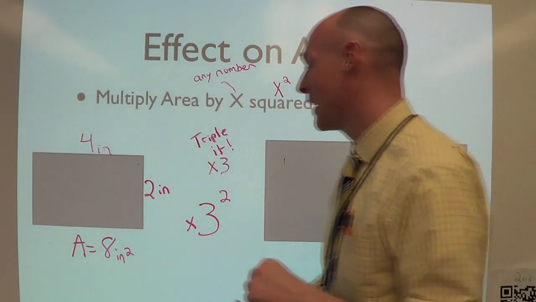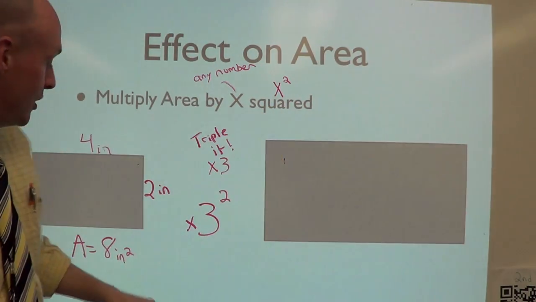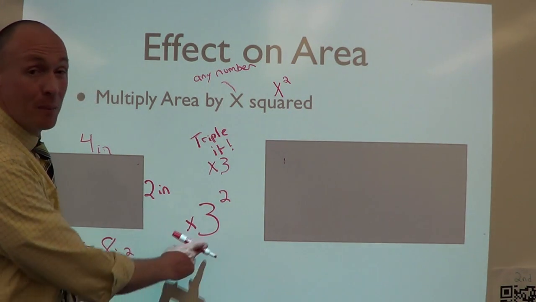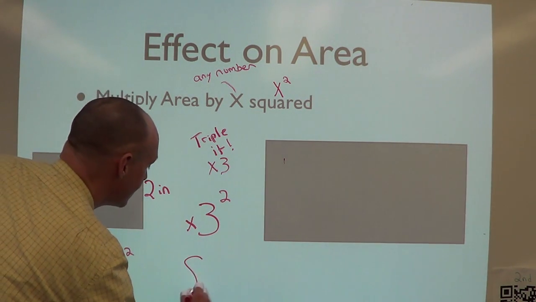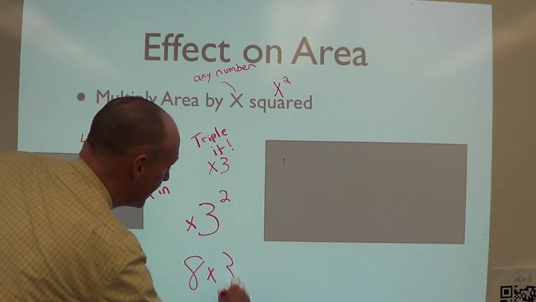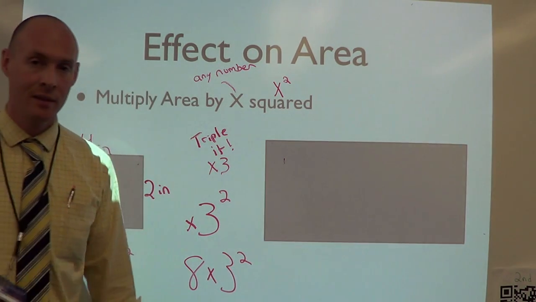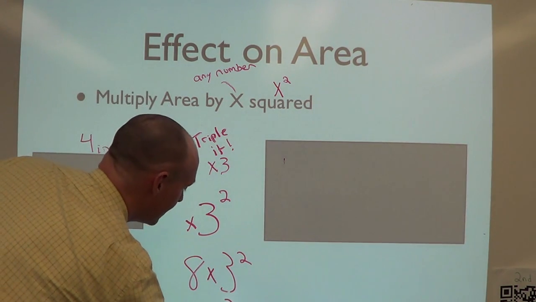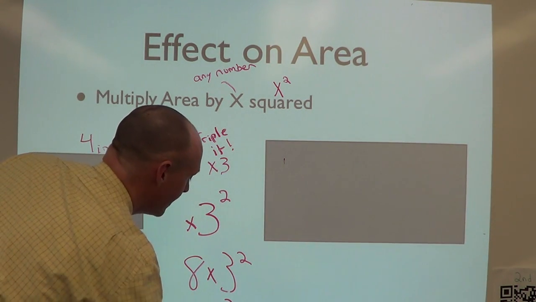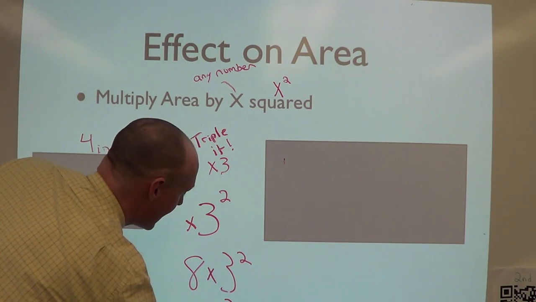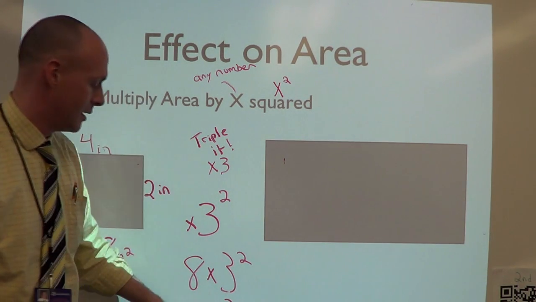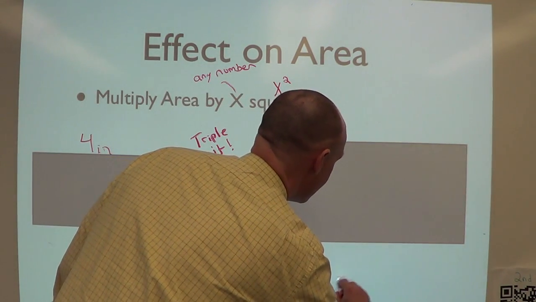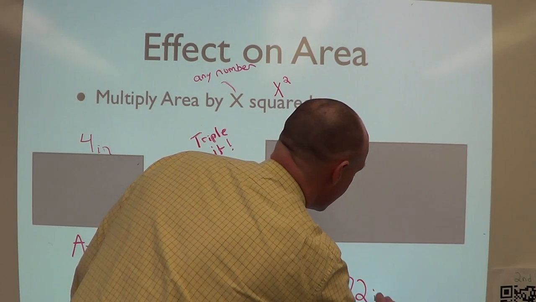Let me show you. This area is 8 inches squared. We want to triple it. So we have to multiply 8 times 3 squared. We can do it. Order of operations. 3 squared is 3 times 3, which is 9 times 8. 9 times 8, my new area is 72 inches squared.